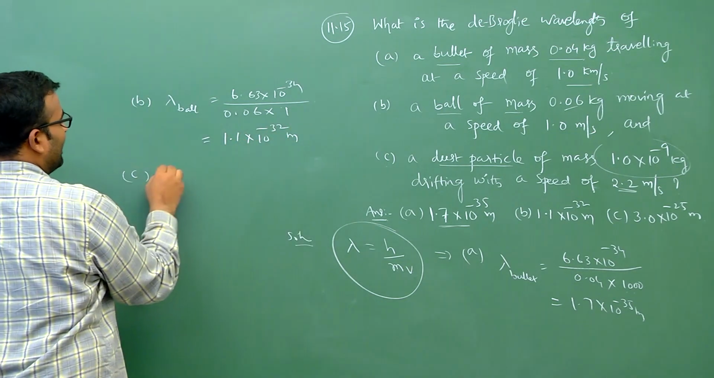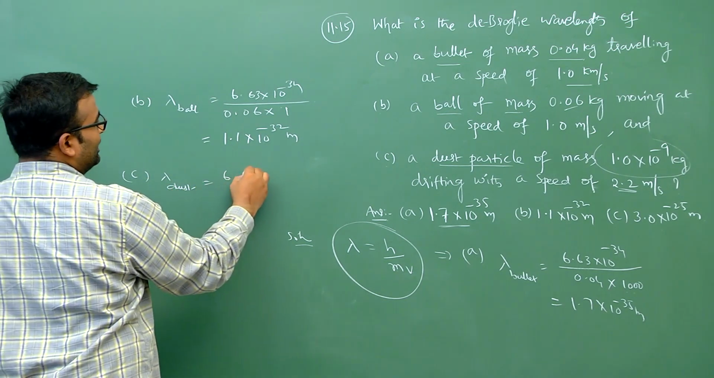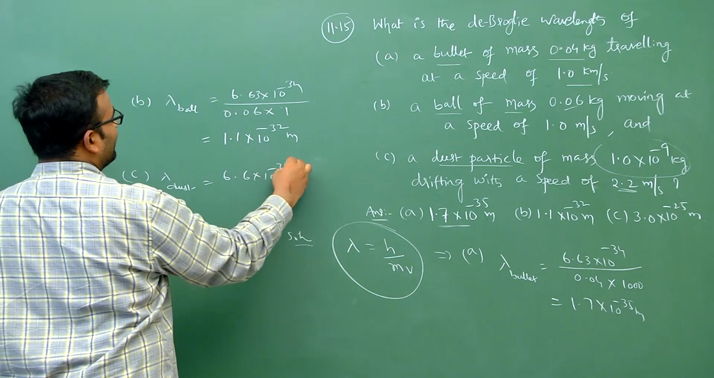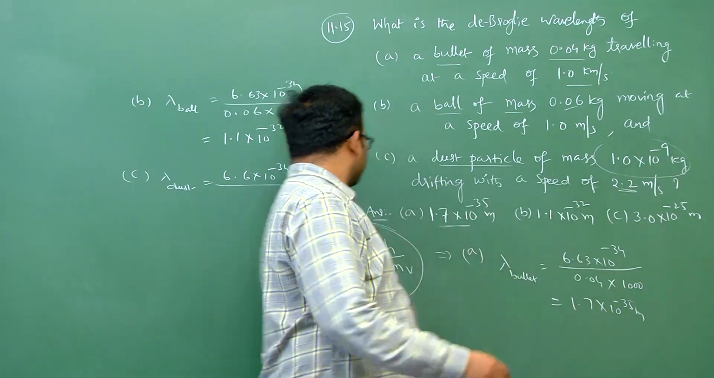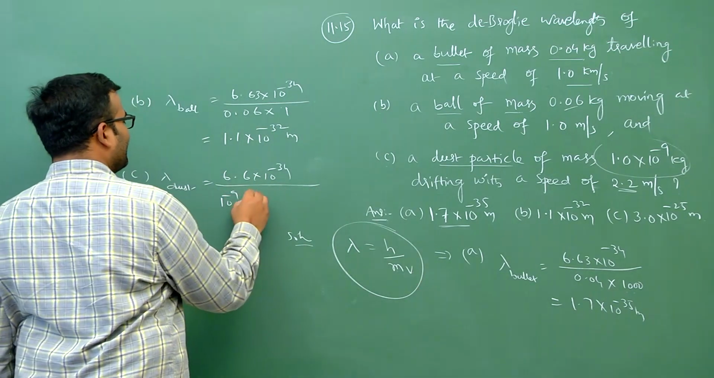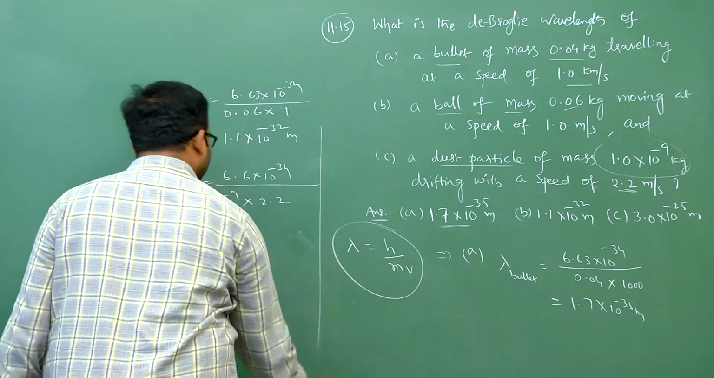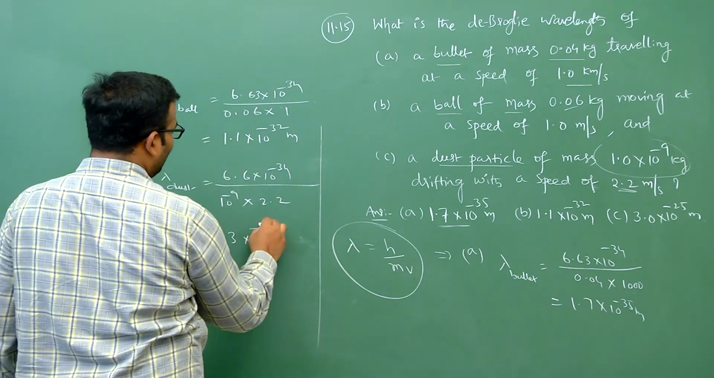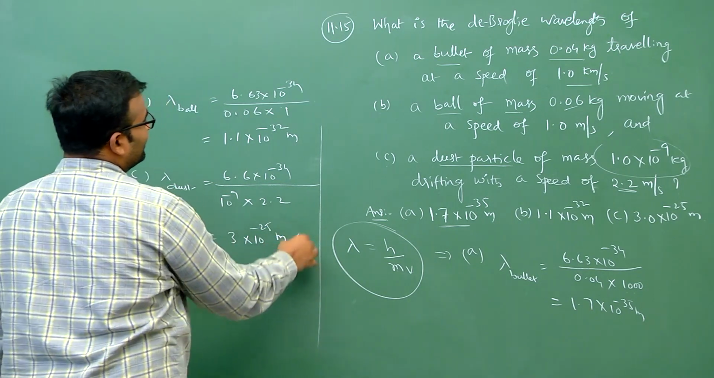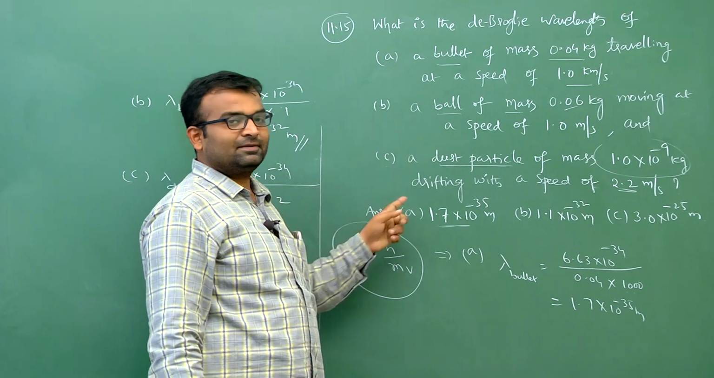Similarly, if you go for lambda of a dust particle, it will be h by mv. m is given as 10 to the power of minus 9 kg, and speed is 2.2 meter per second. Hence, if you do the calculations, the final value will be 3 into 10 to the power of minus 25 meters. So these are the three answers for the respective three questions A, B, C.